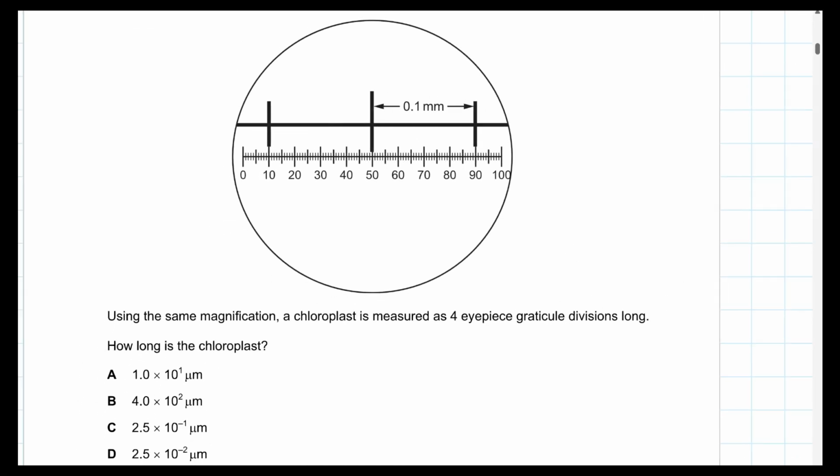Question number 1. The diagram shows a stage micrometer scale viewed with an eyepiece graticule using a magnification of times 200. Using the same magnification, a chloroplast is measured as 4 eyepiece graticule divisions long. How long is the chloroplast? First of all, we have to start by identifying which one is the stage micrometer and which one is the eyepiece graticule. So, this is the stage micrometer scale, whilst this is the eyepiece graticule.